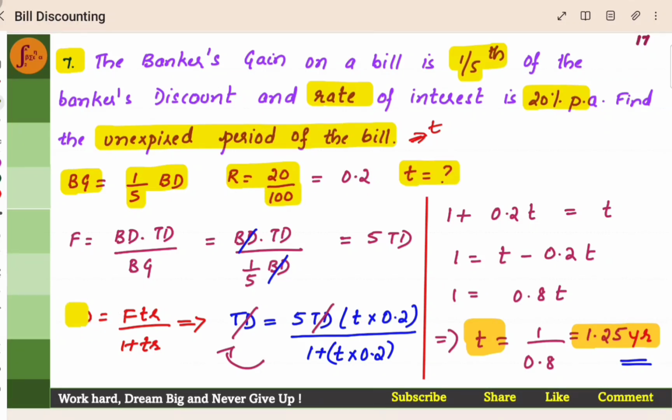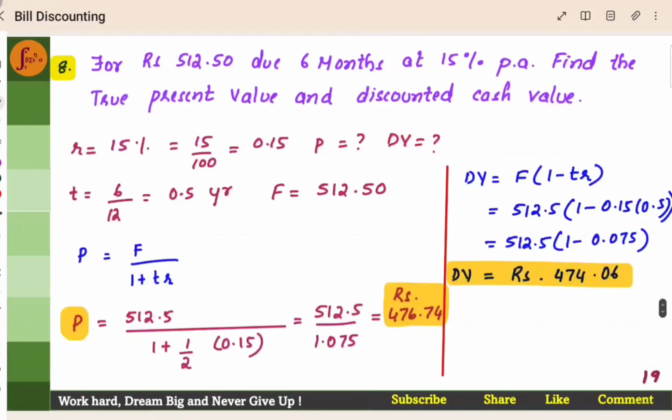We can use true discount formula. Here you have T, right? So in true discount, the formula is FTR by 1 plus TR. We don't know face value. We have to find T and R is given. So what we will do is we'll use an additional formula, which is face value is equal to BD into TD by BG. BG is 1/5 of BD. So now here BD and BD will get cancelled. We'll be left with 5 TD. So face value is 5 times of true discount. Now we substitute, instead of F, we put 5 TD. So here TD and TD will get cancelled and you can find out the value of T. T is 1.25 years.